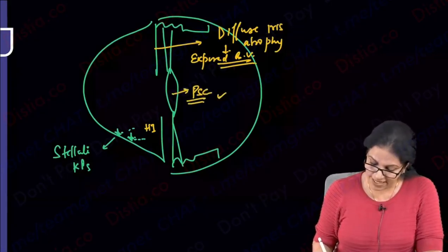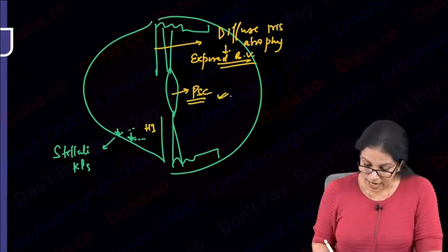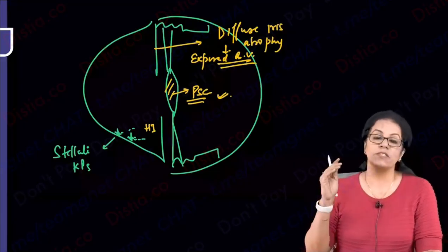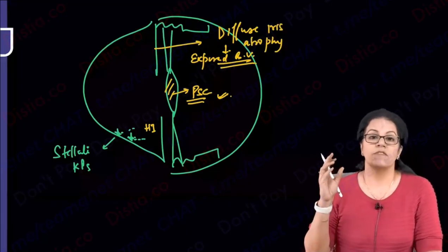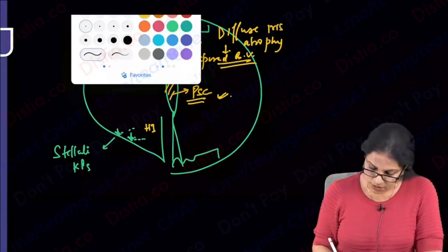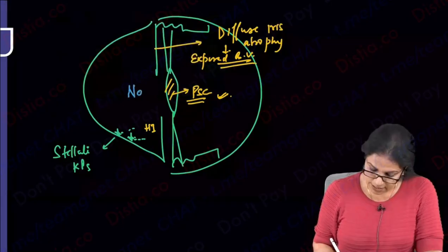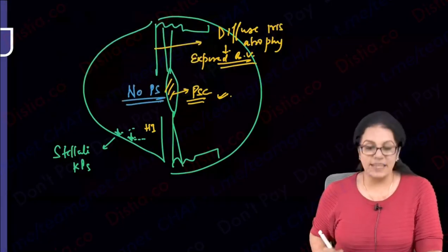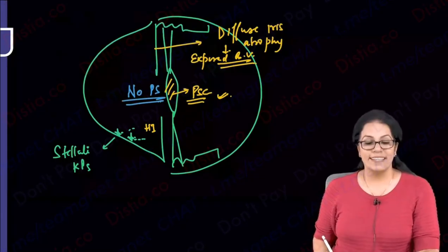Okay, it's a common finding, PSC. And yes, let me continue with this. Because of diffuse iris atrophy, we will remember no posterior synechia. So note down, no posterior synechia. Right? So now we remember all the points here.